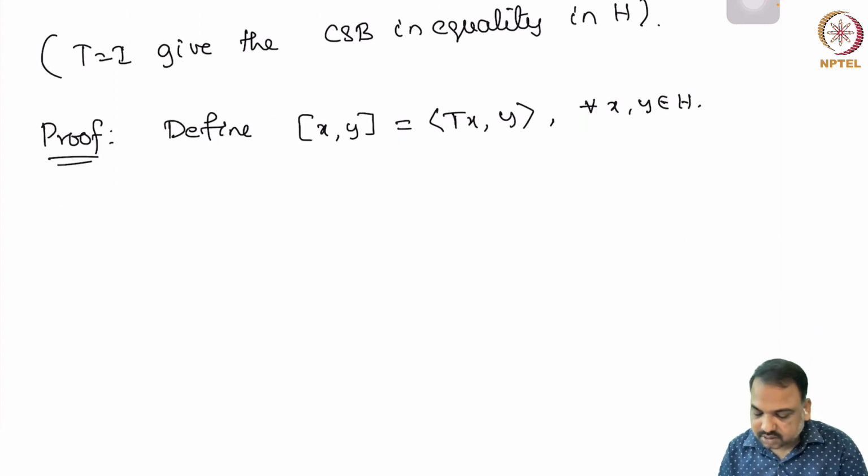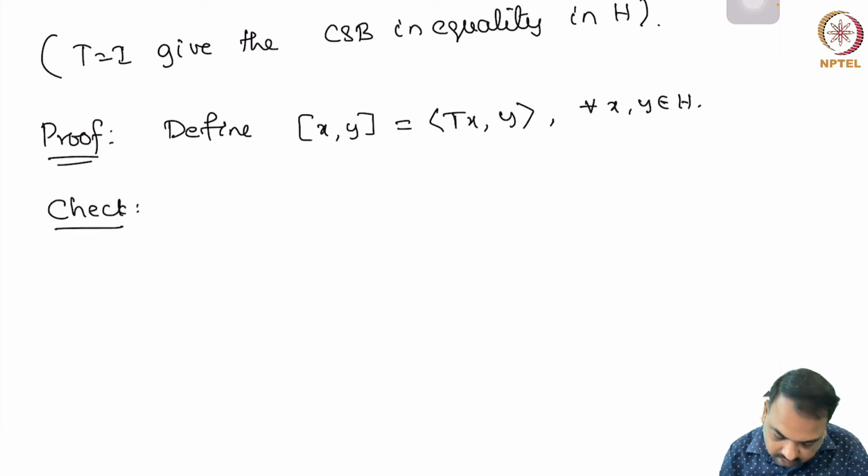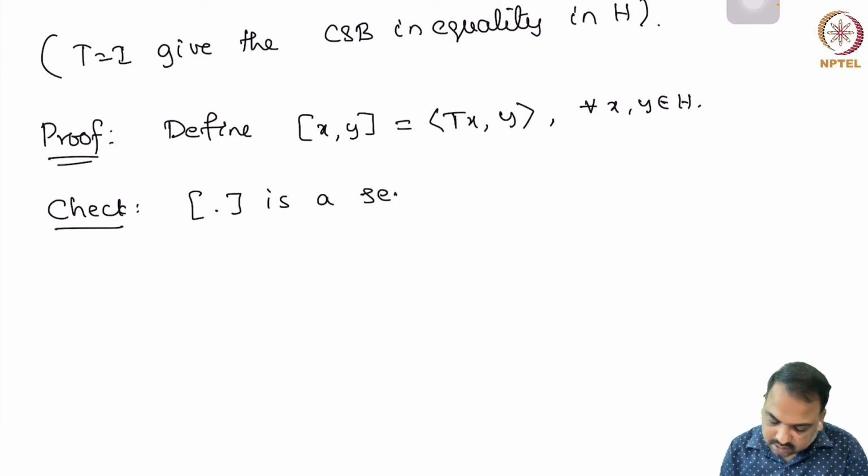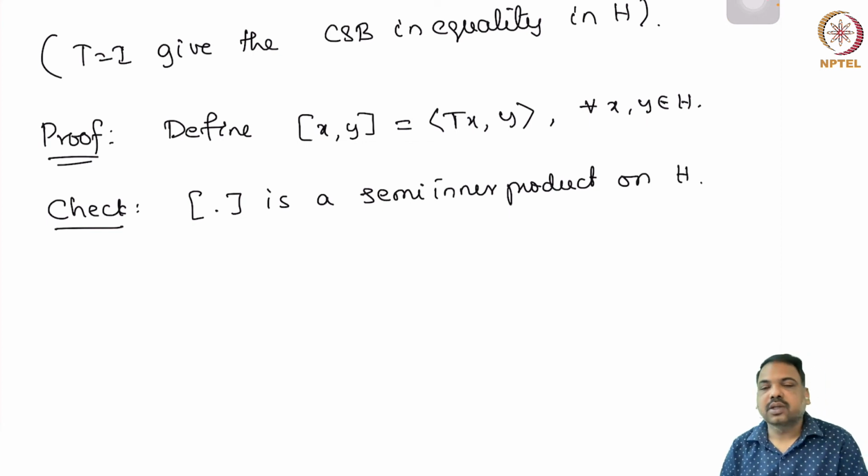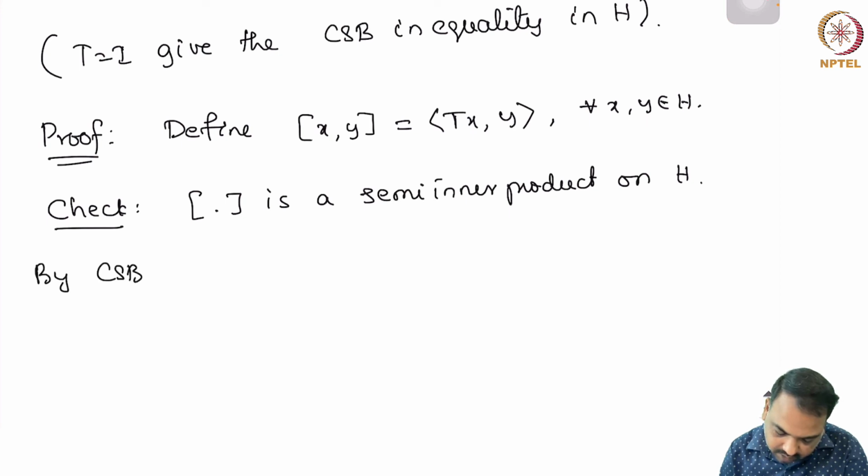Now since T is positive and since T is linear, we can show that this new two variable function is linear in the first variable, and since T is positive, we can show that it is positive semi-definite. So we can show that this new two variable function is a semi-inner product. So check that it is a semi-inner product on H. Now apply the Cauchy-Schwarz inequality for this semi-inner product.